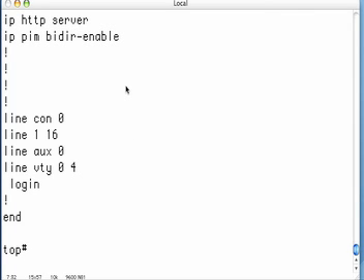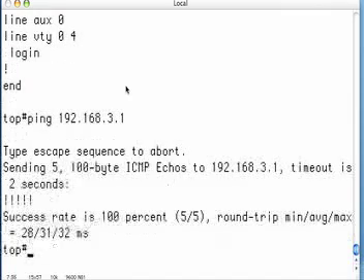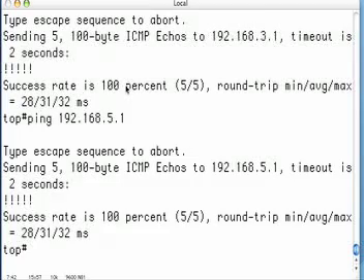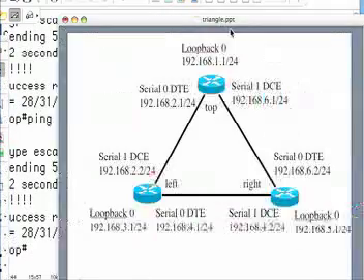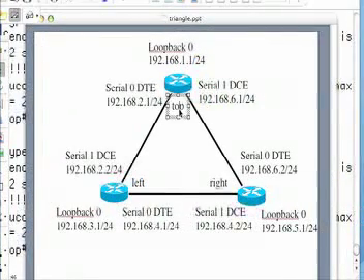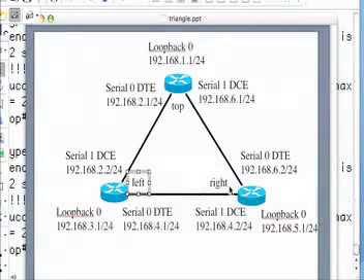Let's test it. Ping 192.168.3.1. That's my left router. Ping 192.168.5.1. That's my right router. You notice I renamed my routers today. I've still got a top router. I have a left router and a right router.